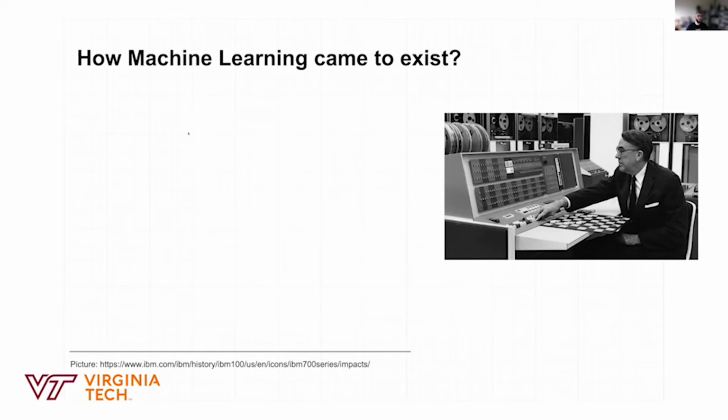So how did machine learning come to exist? Actually the term was coined by Arthur Samuel in 1959, who developed a checkers game when he was at IBM. Arthur Samuel came to fame when he graduated from MIT in 1926 and joined Bell Labs in 1928, and then he joined IBM in 1949. And he came to fame when he developed his checkers game.